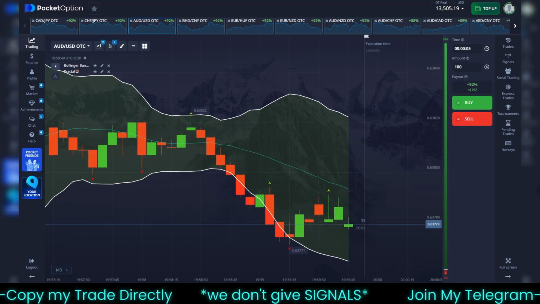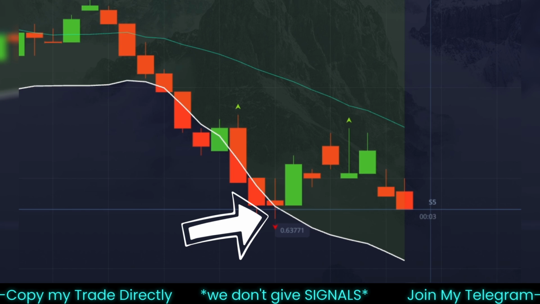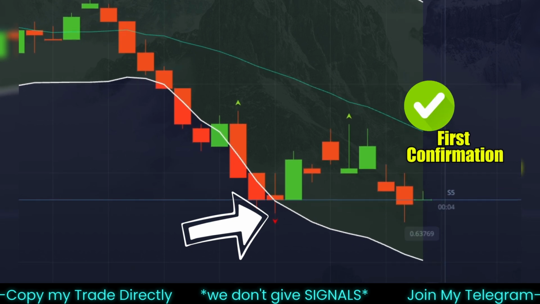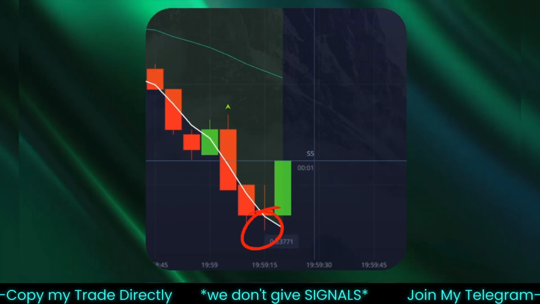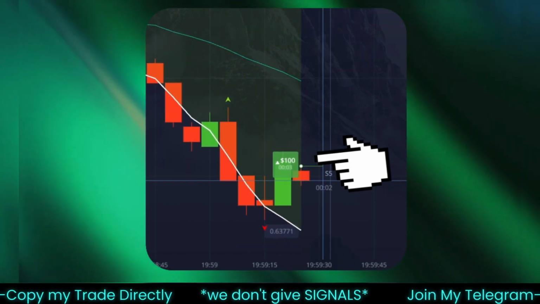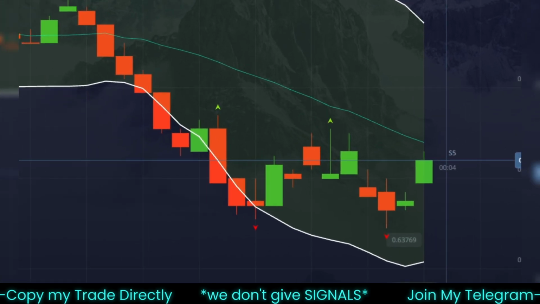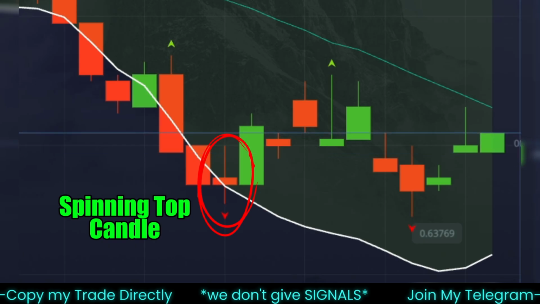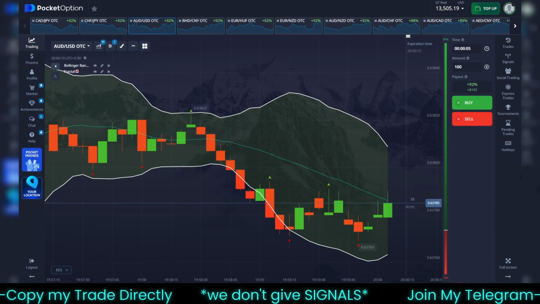Now the reason for this entry is the market broke the lower line of the Bollinger Band, which means the first confirmation is very clear. The second confirmation is the fractal indicator, and as soon as the market showed us the fractal indicator below the Bollinger Band level, I took the entry as per the price action. You can see this is a spinning top candlestick, so that's why I marked this setup, and it played out as expected, even with the gap opening.